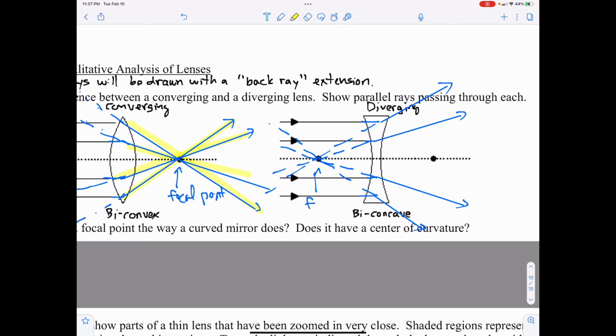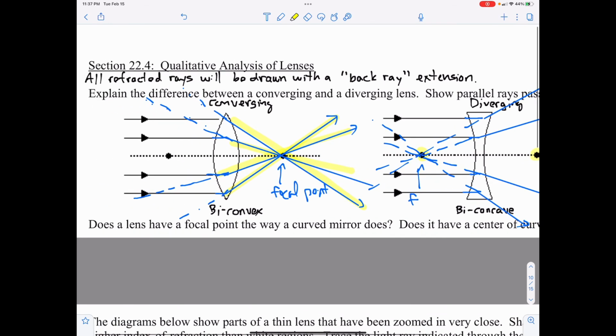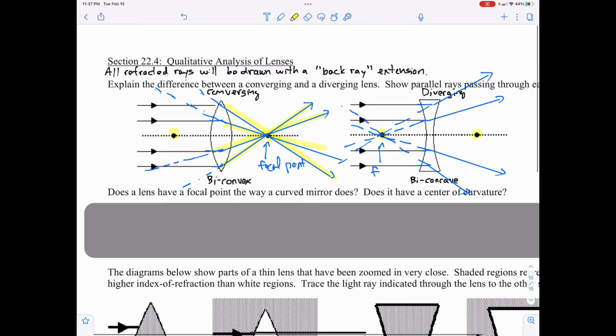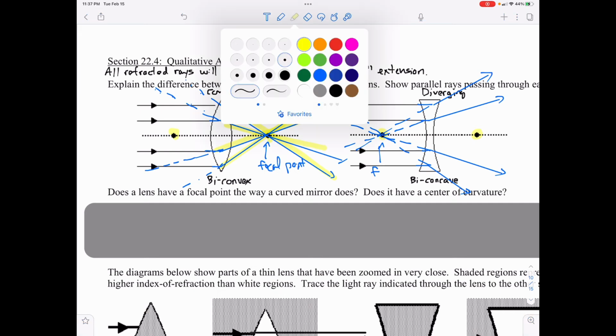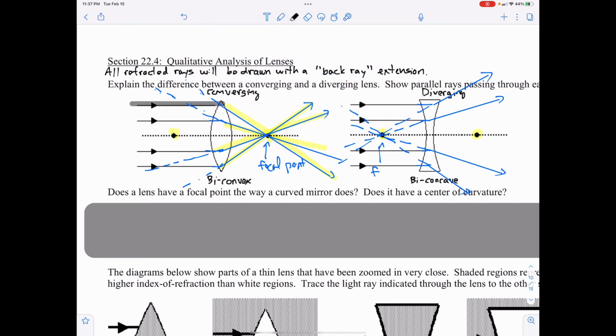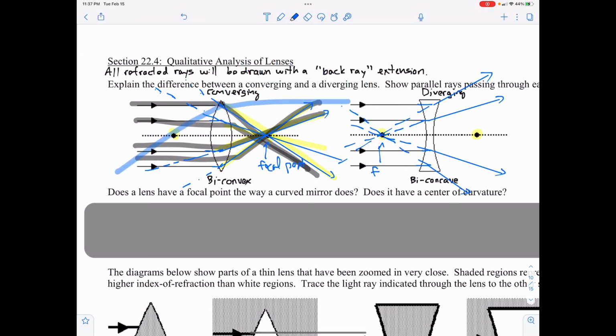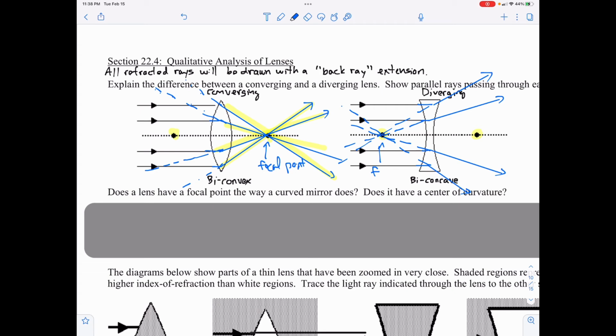That means lenses actually have two focal points. Okay, and why is that? Because light can pass this way and refract through that far side focal point, and light can pass this way and refract through this far side focal point. So since light can pass through a lens two different ways, lenses have two different focal points. Now for a diverging lens, it's the back rays that pass through the focal point instead of the refracting rays.